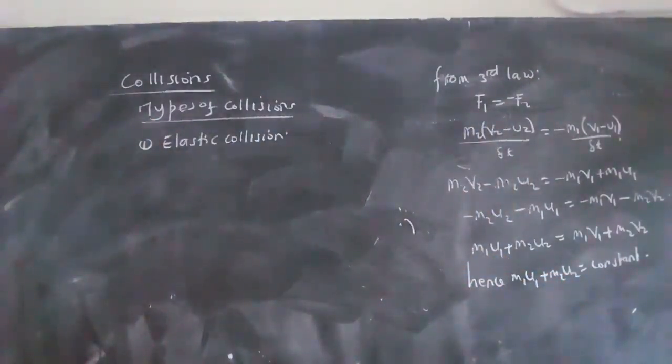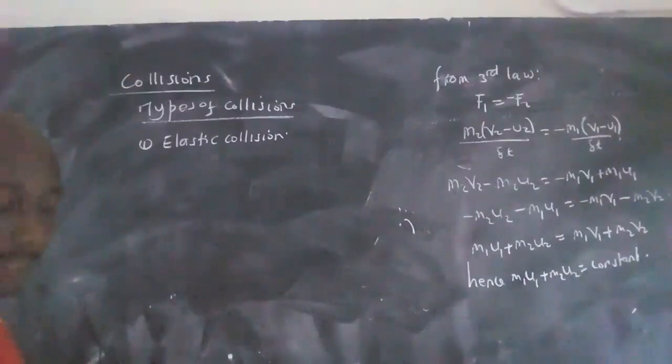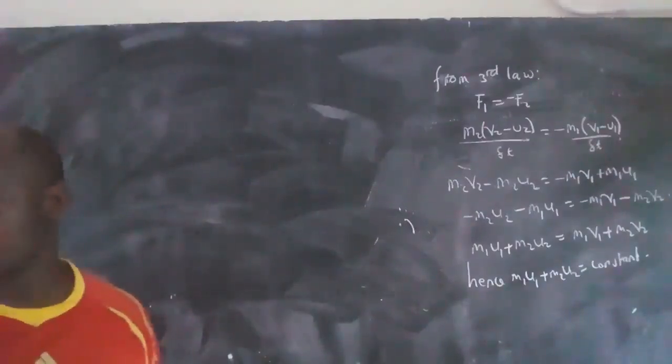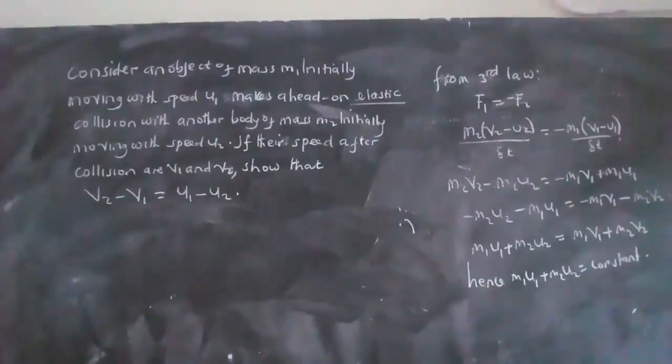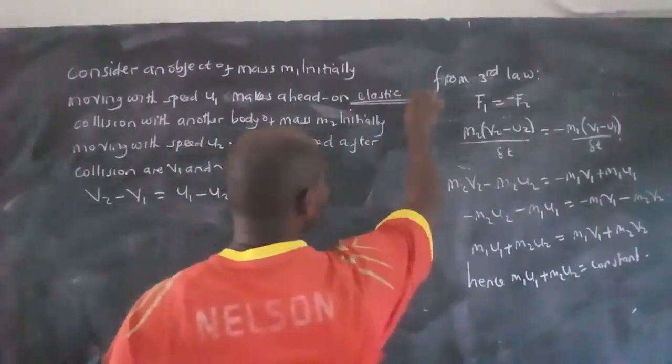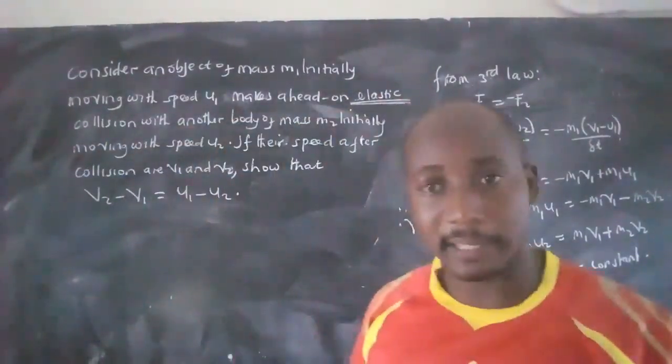Then we continue. We go to examples. We go to the mathematical treatment. We can say, consider an object of mass m, initially moving with speed u1, makes a head-on elastic collision. Elastic means the kinetic energy is conserved and the bodies move with different velocities.